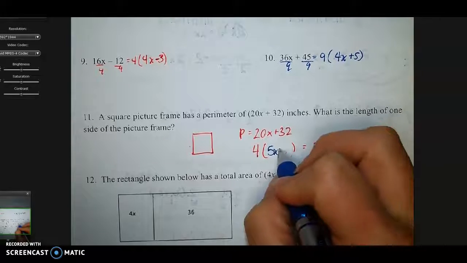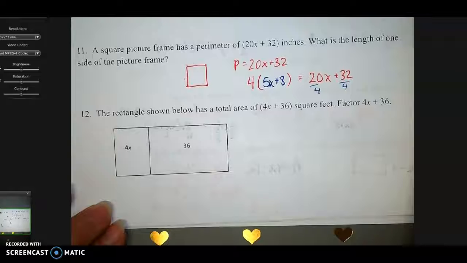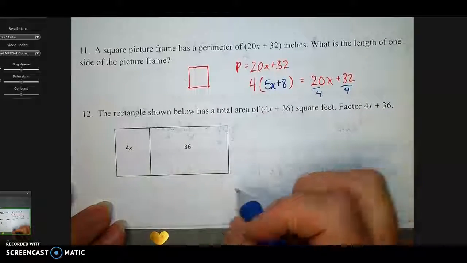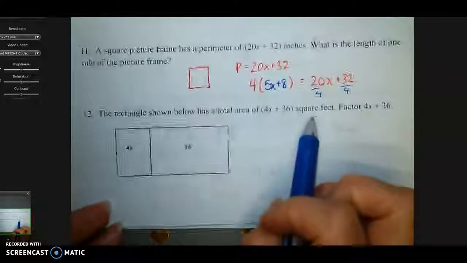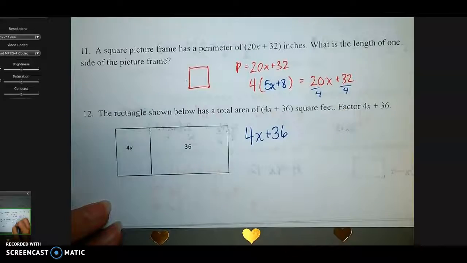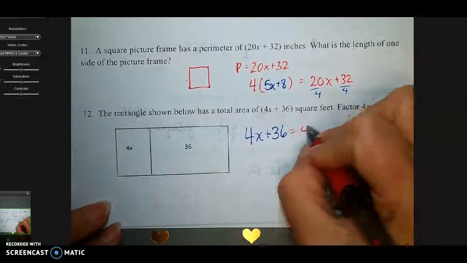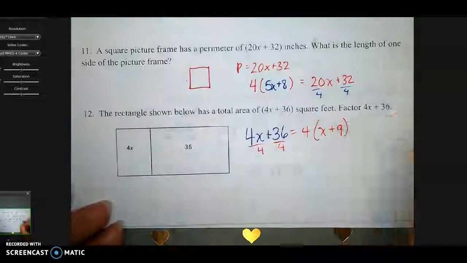Down here it says the total area of this rectangle shown below is 4x plus 36 squared feet. And it just wants me to factor that. Well, I can factor out a 4, and I just get x plus 9.